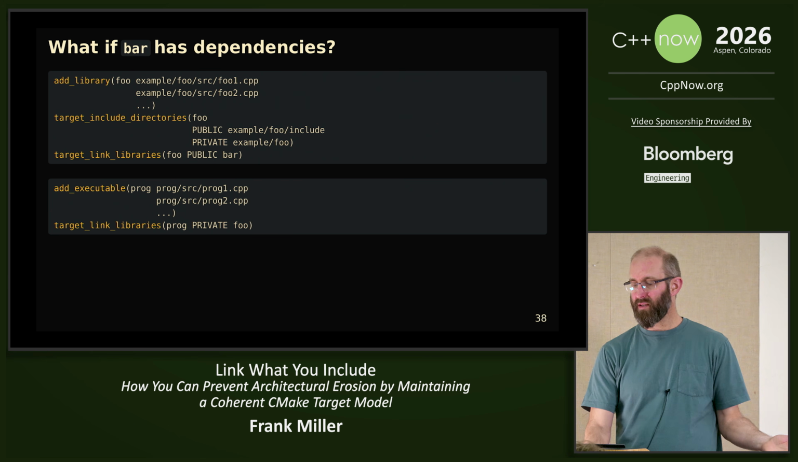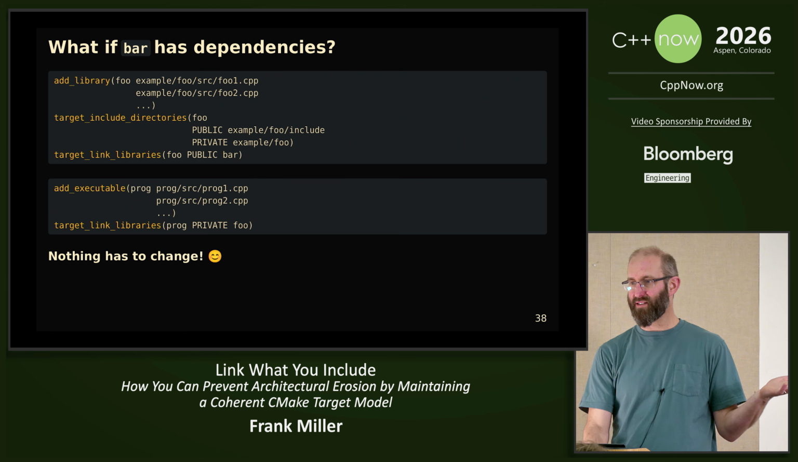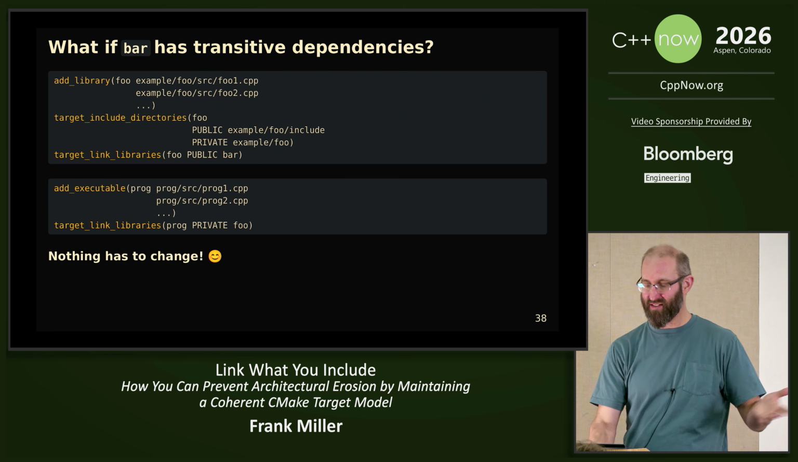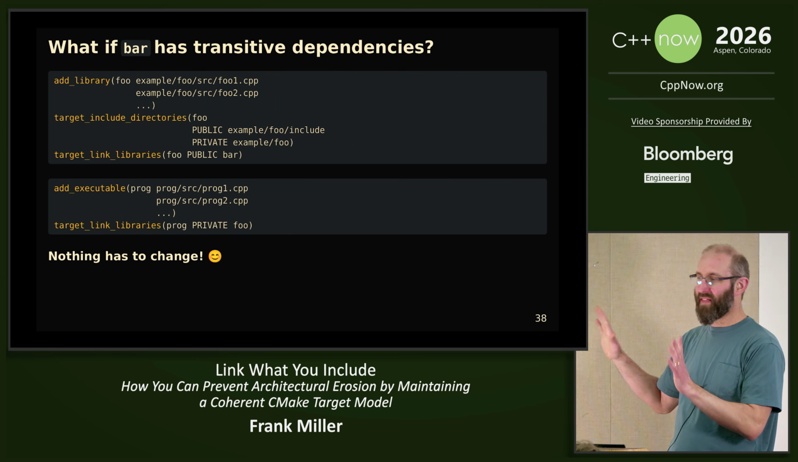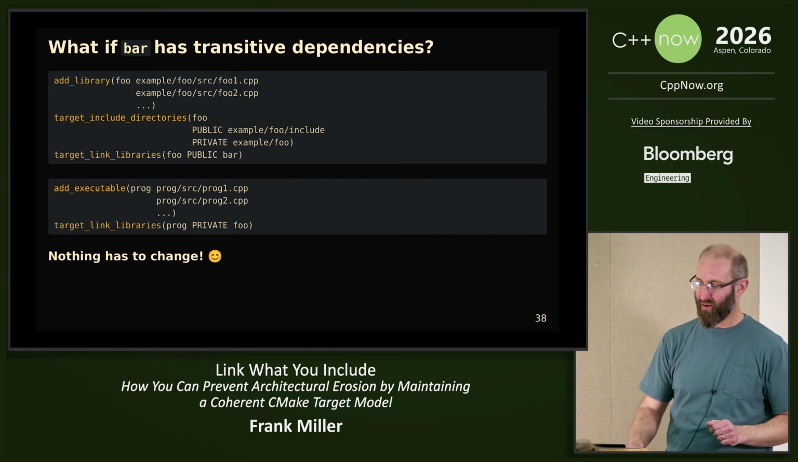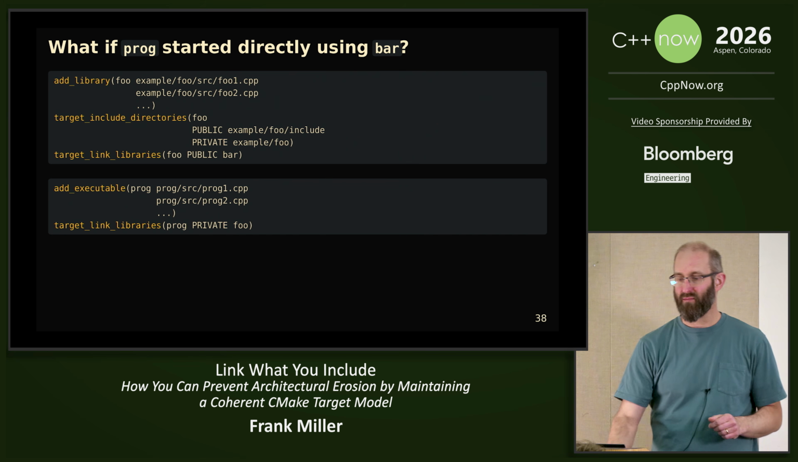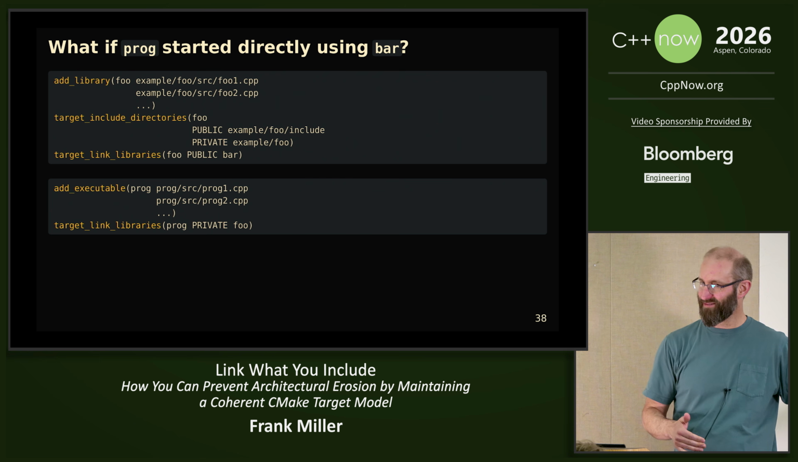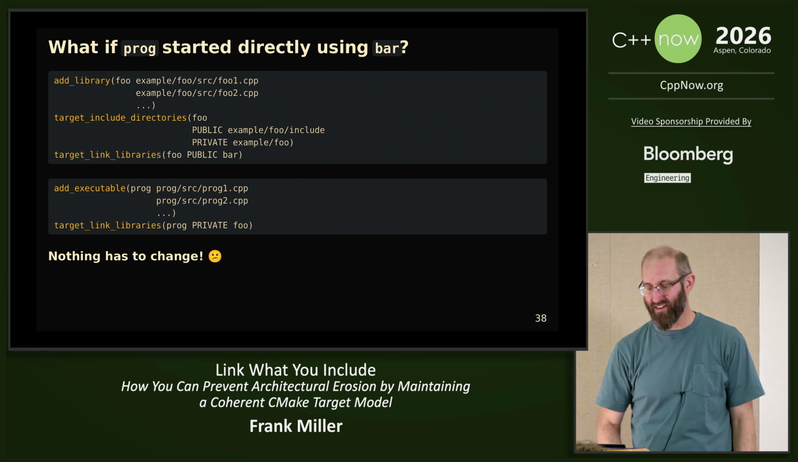And if bar has dependencies, nothing has to change. If bar has transitive dependencies, nothing has to change. Like that complexity is now encapsulated. We don't have to see it anymore. But what if prog started directly using bar? Remember how I highlighted that earlier on?